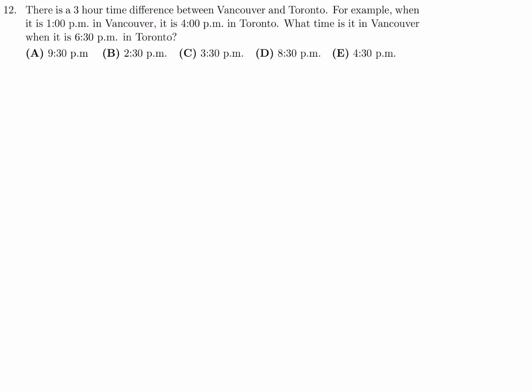There is a 3-hour time difference between Vancouver and Toronto. For example, it is 1 p.m. in Vancouver. It is 4 p.m. in Toronto. What time is it in Vancouver when it is 6:30 p.m. in Toronto? So basically, if it's 6:30 in Toronto, you've got to go back 3 hours. And if you go back 3 hours, that brings you to 3:30 for Vancouver. So number 12, the answer is C.